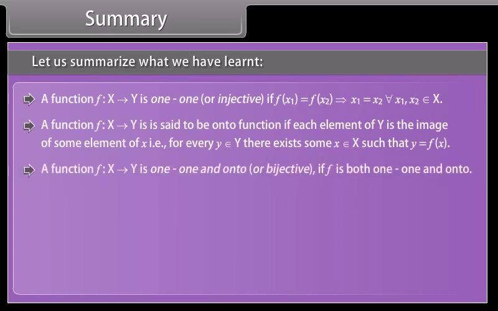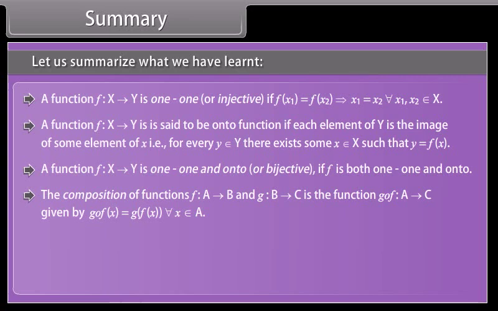A function f from X to Y is one-one and onto or bijective if f is both one-one and onto. The composition of functions f from A to B and g from B to C is the function g of f from A to C given by (g of f)(x) equals g(f(x)) for each x belongs to A.